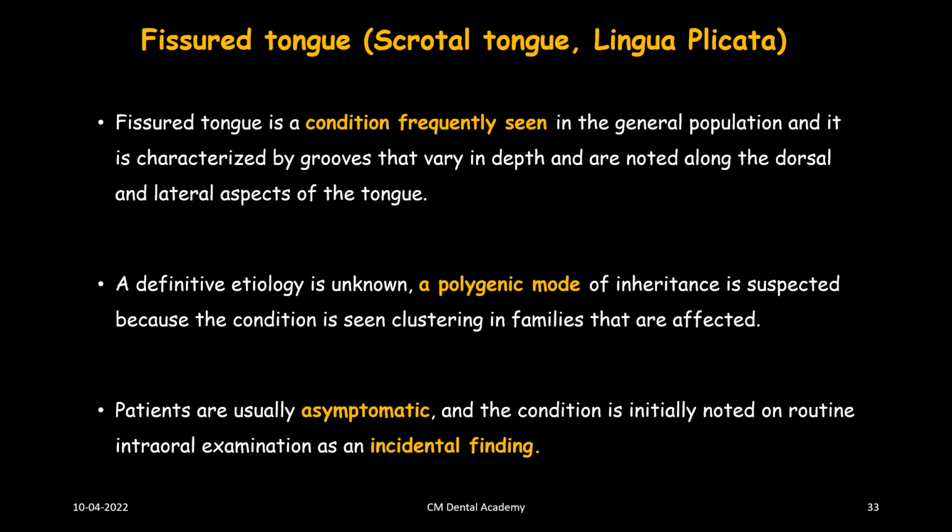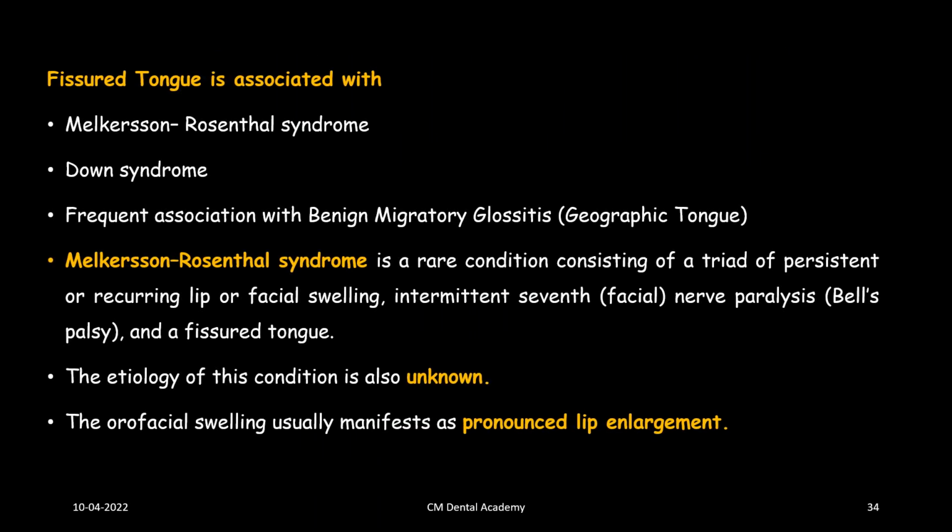Polygenic mode means more than one gene is involved. Patients are usually asymptomatic and the condition is initially noted on routine intraoral examination as an incidental finding. The patient will not complain of anything as such, but it will just be diagnosed as an incidental finding.